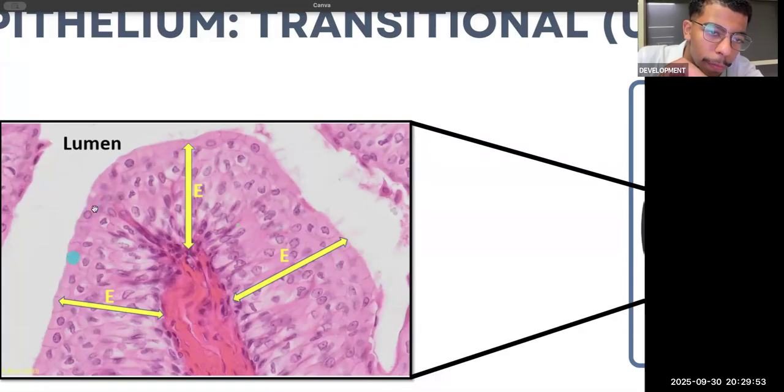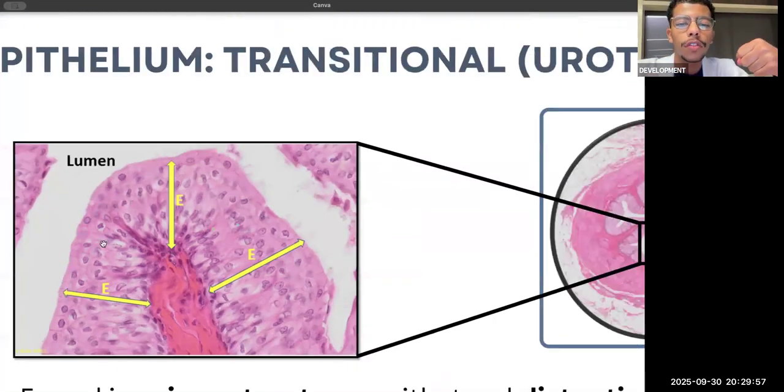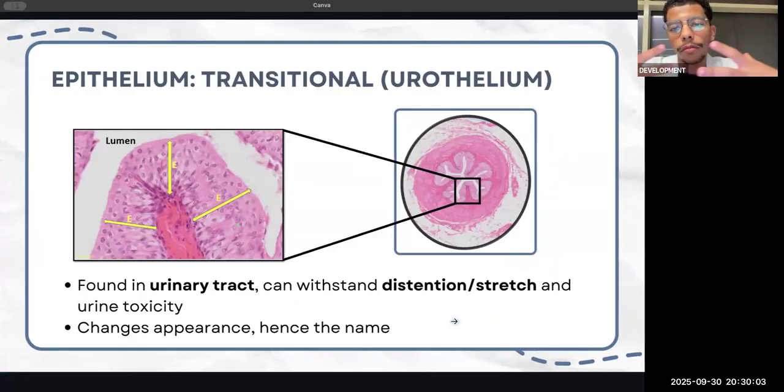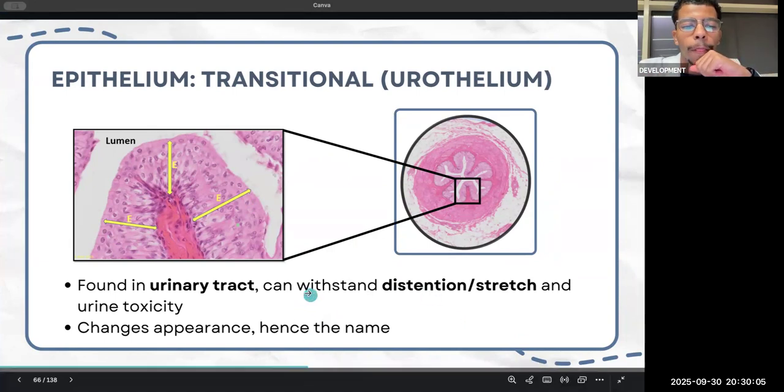Also here. Now, that allows it to what? Stretch. So its function is to withstand distension or stretch. That's why your bladder can stretch and fill with urine. So it's called transitional because it changes its appearance.